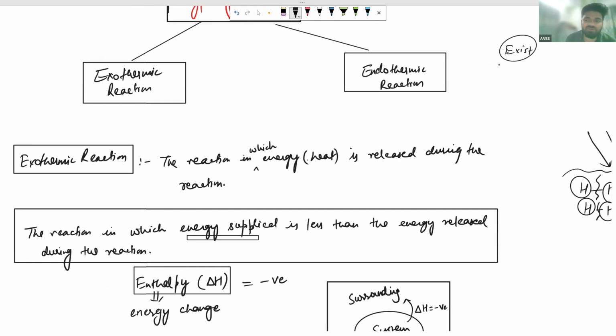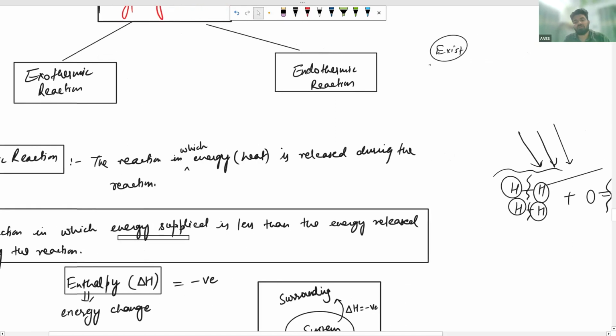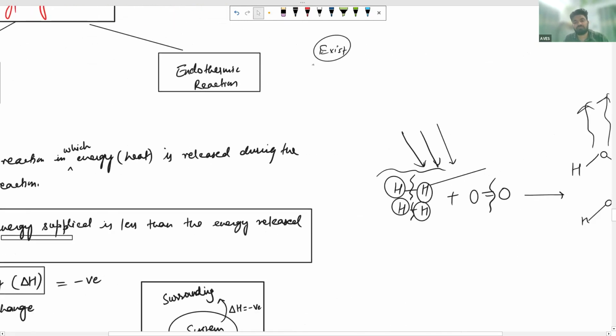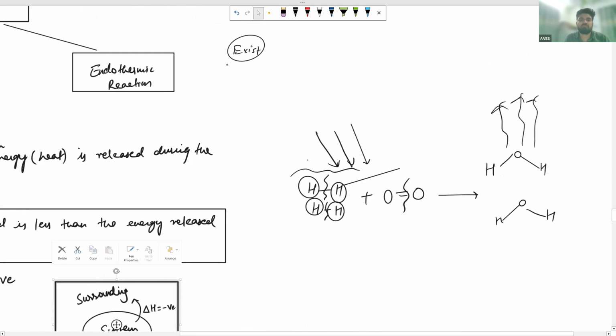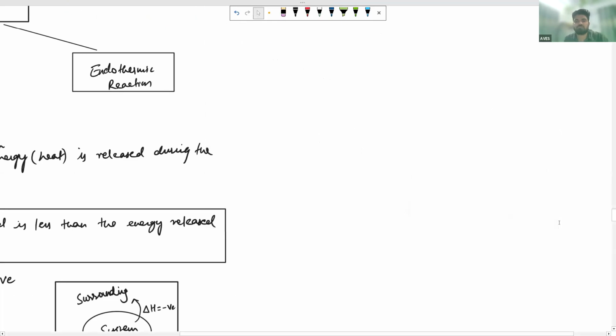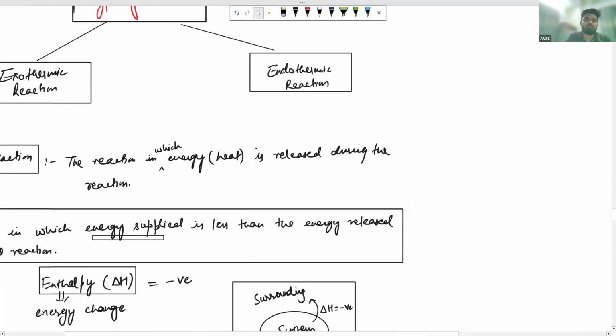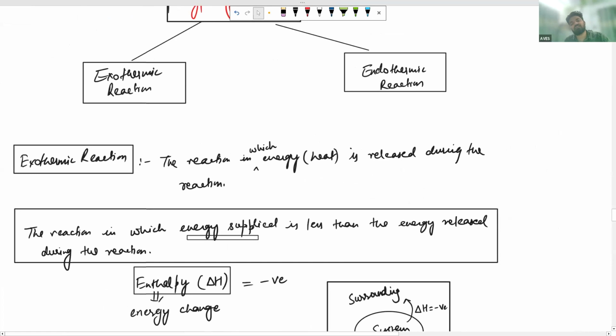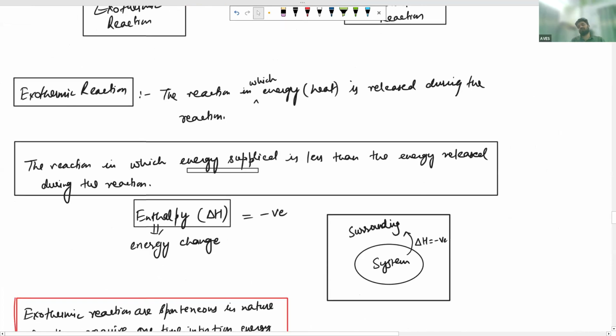This is another definition. Note it down, please. The reaction in which energy supplied is less than the energy released is known as exothermic reaction.